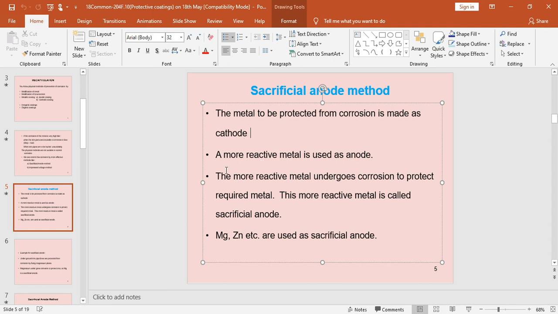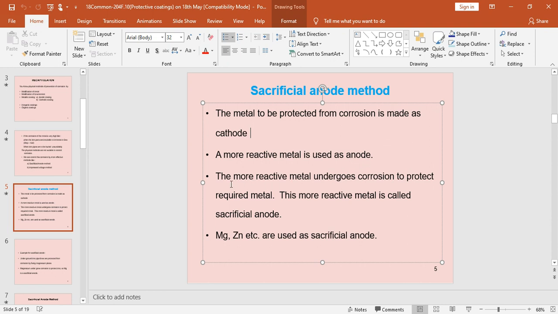Next, a more reactive metal is used as an anode. So here the metal which is going to corrosion is converted into a cathode. To convert that metal into a cathode, we are using a more active metal. We use the more active metal as an anode, right? This metal is more active than the base metal, which means it is more active in the electrochemical series.